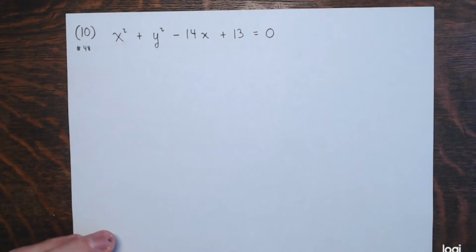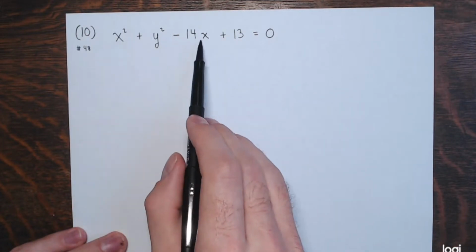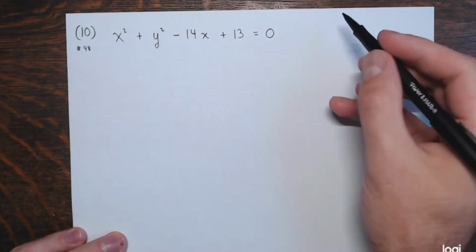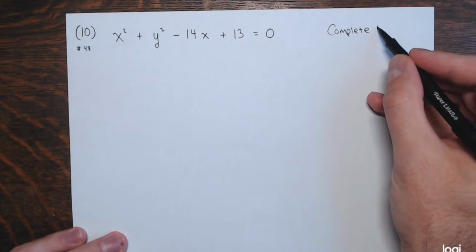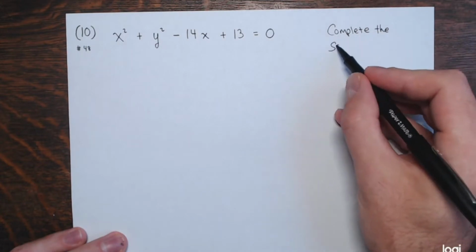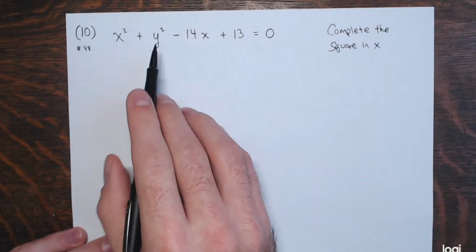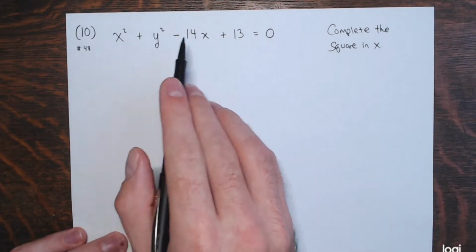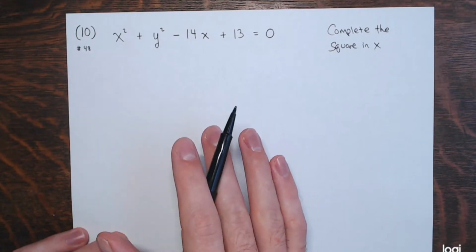Alright, so again, say I have x squared and x to the first term, so I need to complete the square on the x's, right, to start putting this in standard form. Complete the square in x. But notice there's a y squared, but no y to the first term.